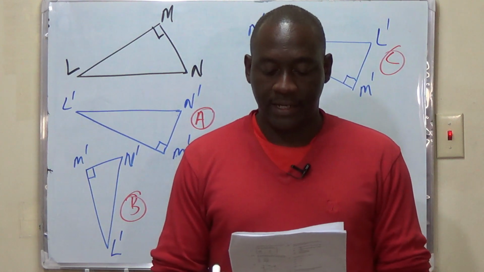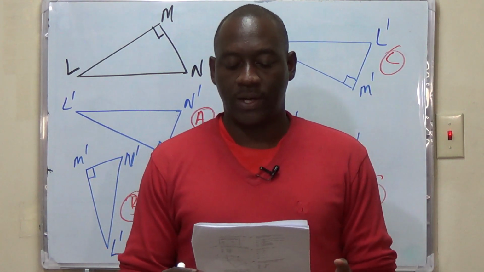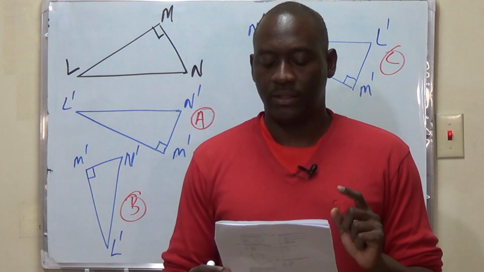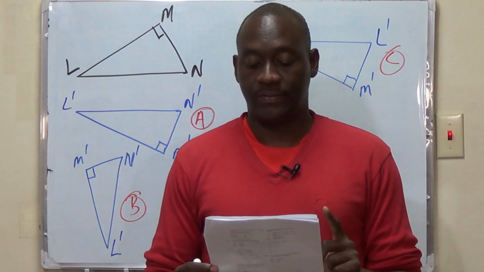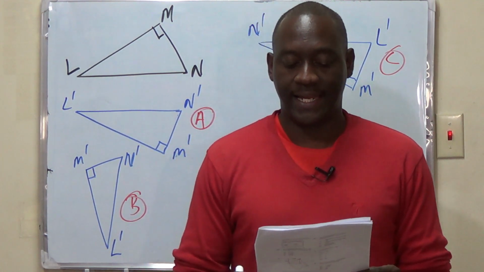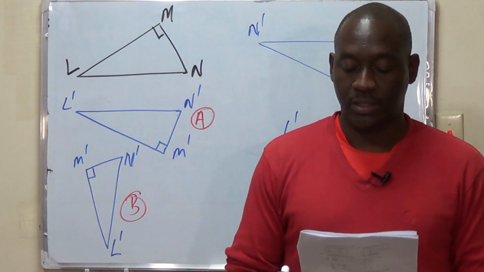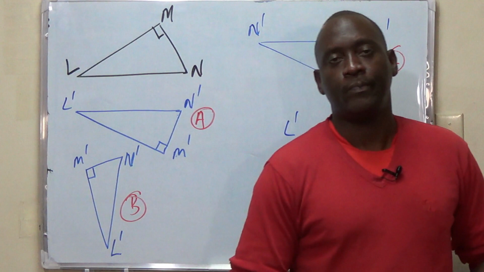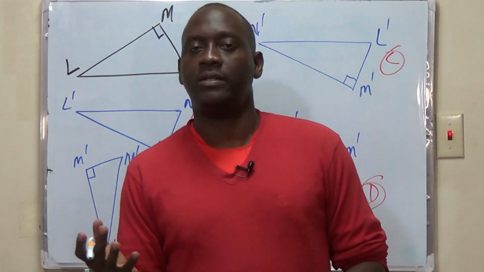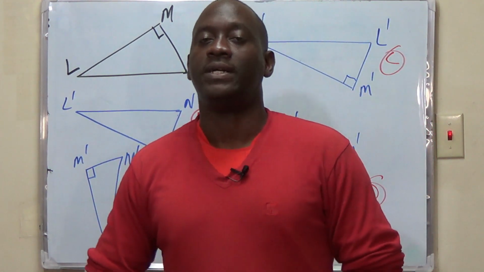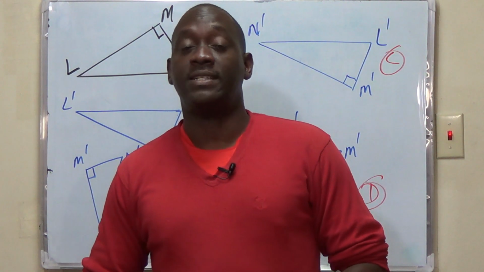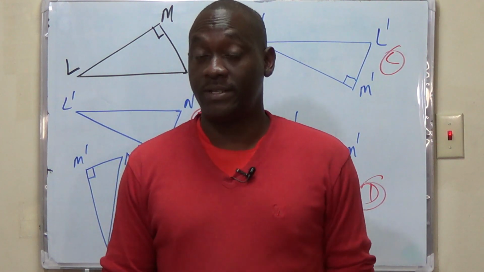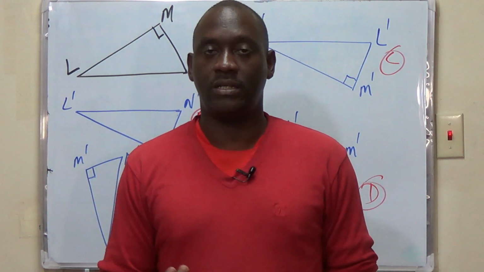Triangle LMN above is rotated anticlockwise about L through 90 degrees. Which of the following is its likely image? Alright, so we have a situation here where we have a shape and the shape is made to move. So this is one example of what we call a transformation.